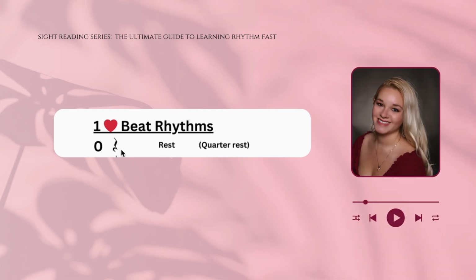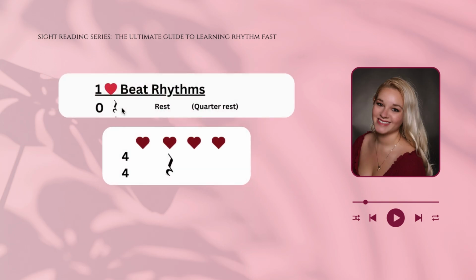For the first row, we've got this symbol right here. It has 1 beat, but it has 0 sounds, so it means that you are quiet for a beat. The nickname is rest, and the textbook name is quarter rest. For example, if we're in 4/4 and we've got 4 beats, 1, 2, 3, 4, and the rest happens on beat 2, it would be 1, 3, 4. You're quiet for a beat.